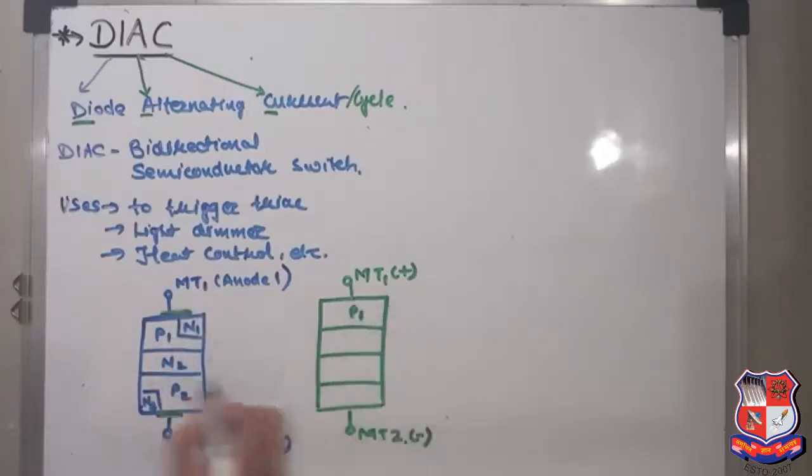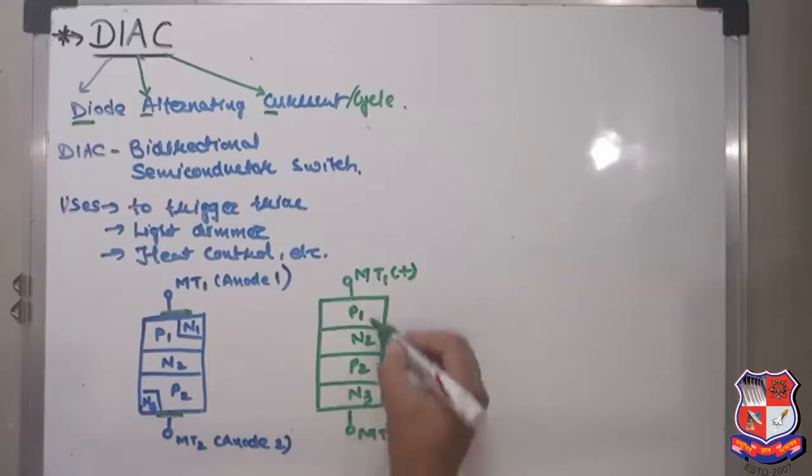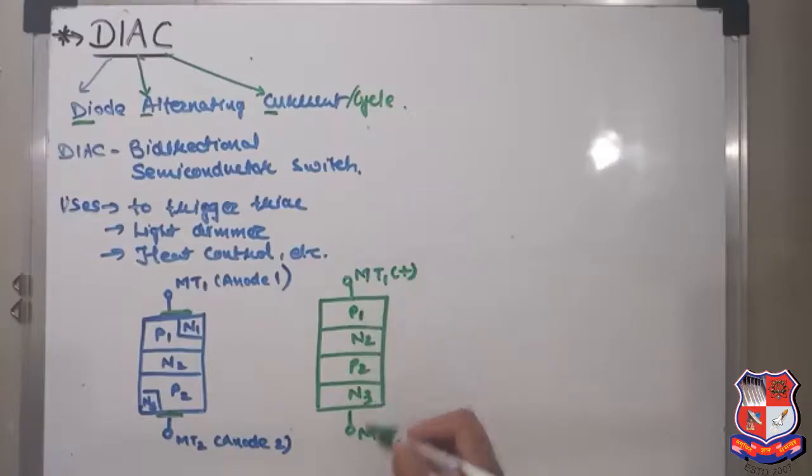So here P1, then N2, then P2, and as N3 is getting a minus, so N3. So those layers are activated: P1, N2, P2 and N3. And now current starts to flow. Current starts to flow from MT1 to MT2 when?